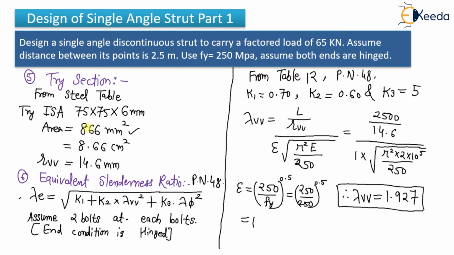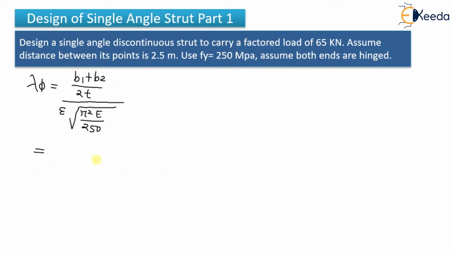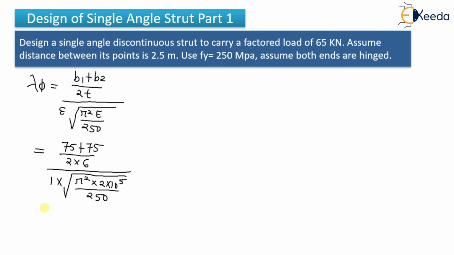Let's go back to the step. Which section have we used? We have used the section 75, 75, 6. So I'll put 75 plus 75 divided by 2 into thickness. Thickness is 6 mm, and the whole divided by epsilon. Epsilon is 1. We have calculated that in the last slide. Divided by pi square into 2 into 10 raised to 5. It is E. In the IS code they have mistakenly mentioned epsilon. Divided by 250.